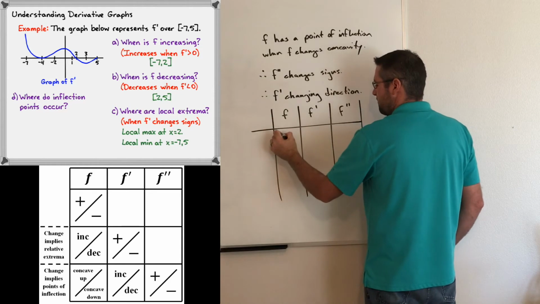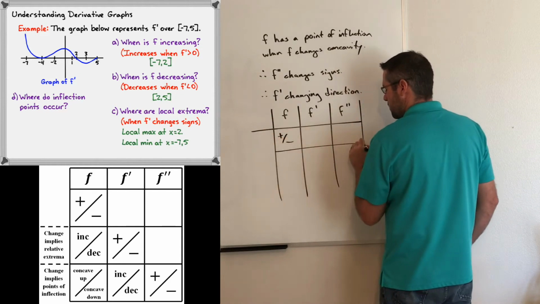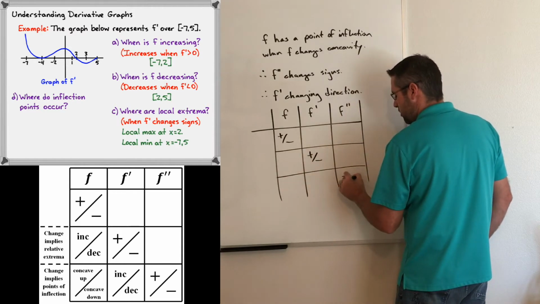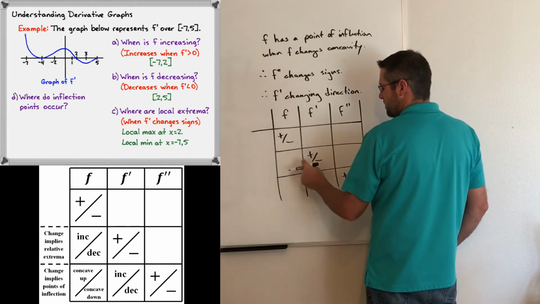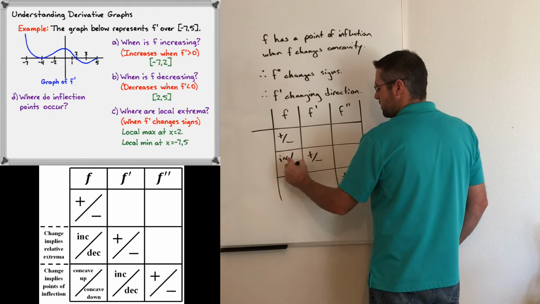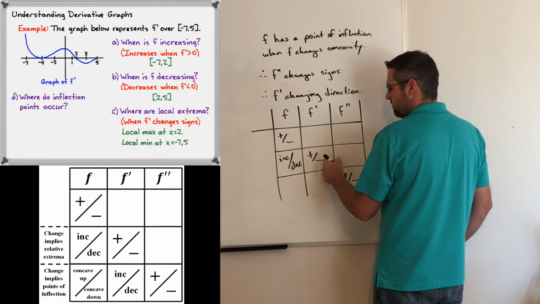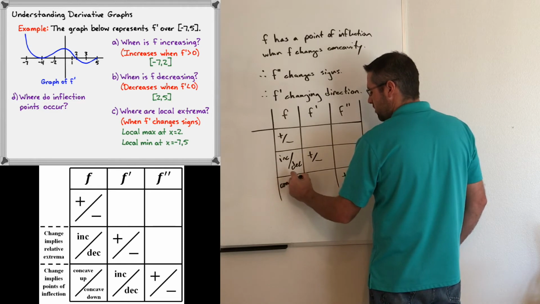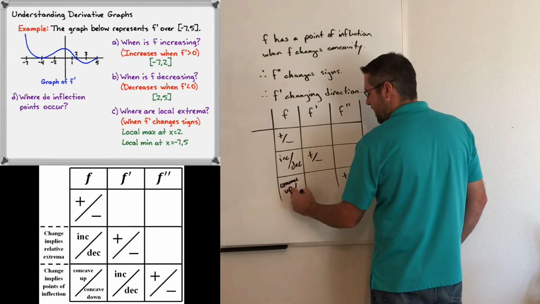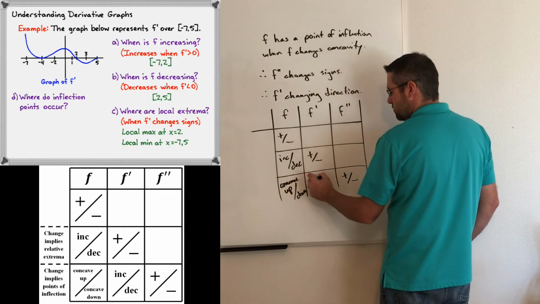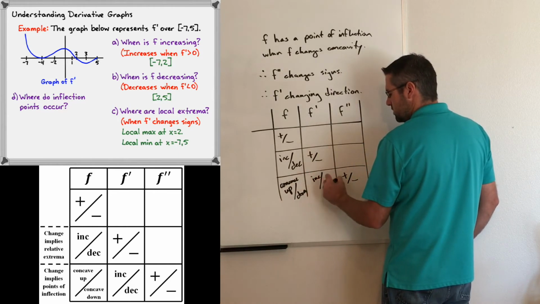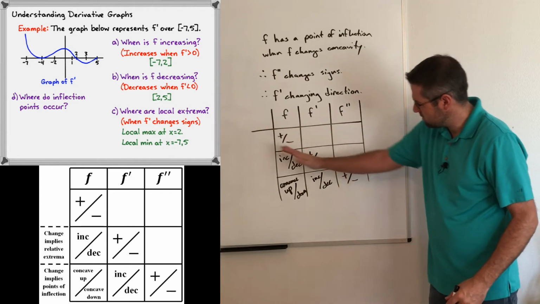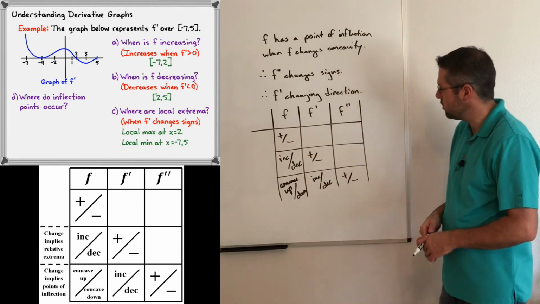And we would say that F is positive or negative, F prime is positive or negative, F double prime is positive or negative. F is increasing or decreasing when F prime is positive or negative. And then F is concave up slash down, and this would be increasing slash decreasing. So you can see that all these three are the same things, these two are the same things, and this thing is alone down here.